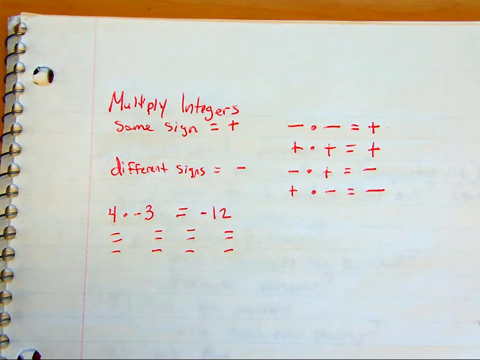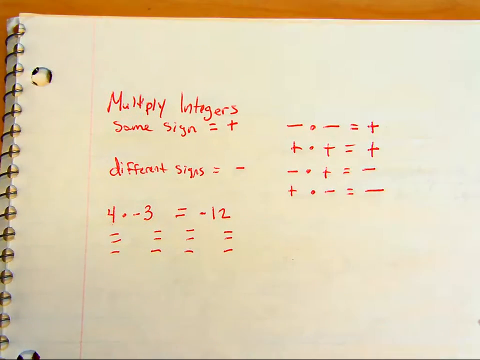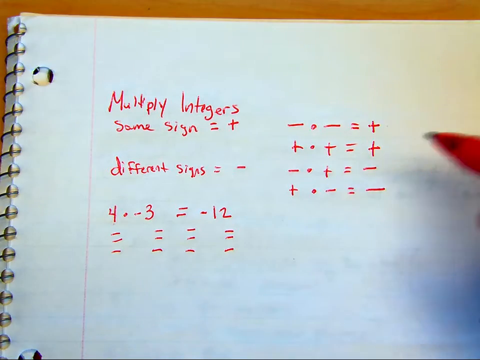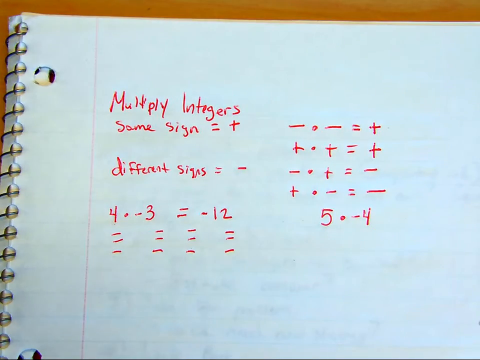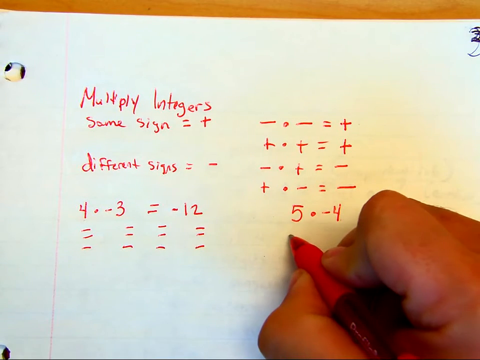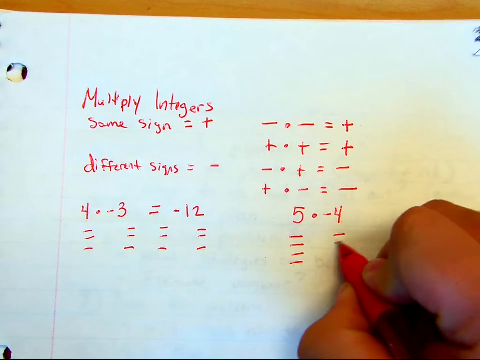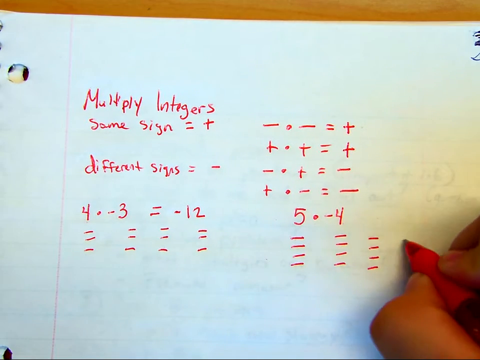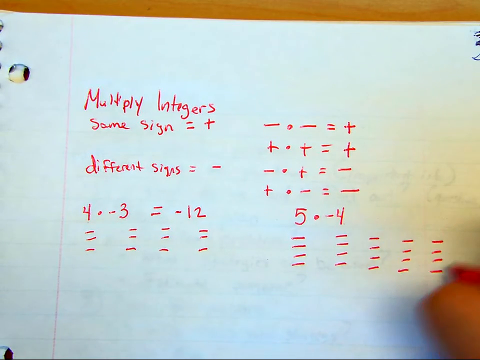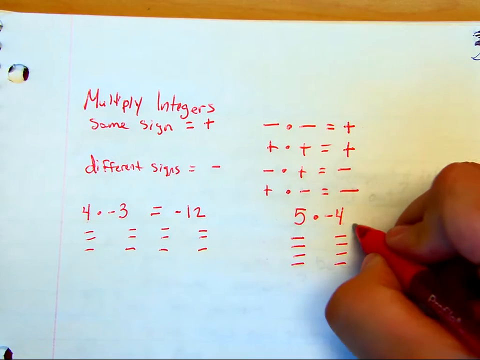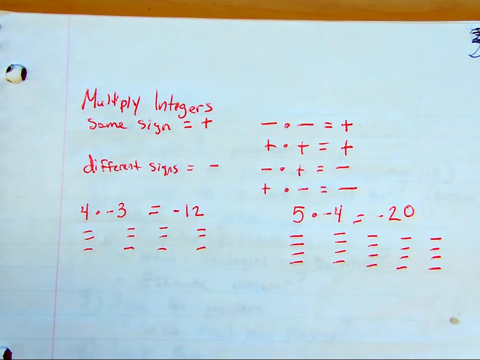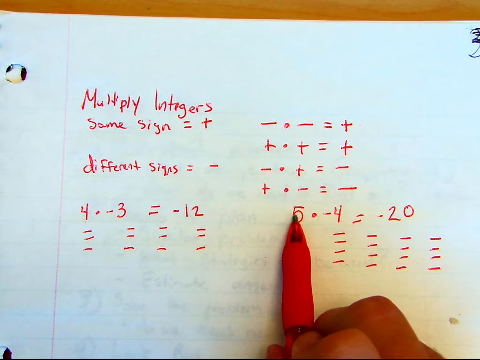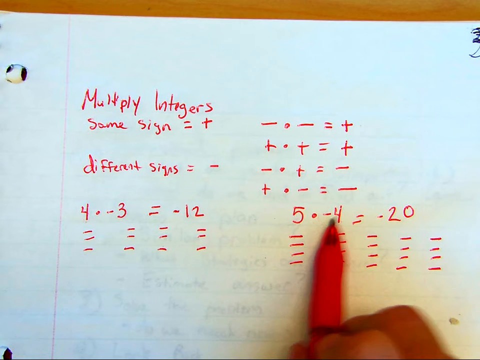Another example would be, I have 5 times a negative 4, means I have 5 groups of negative 4. So there's 4, 4, 4, 4, 4. 5 groups of negative 4. 5 times 4 is 20, and I only have negatives. So I'm at negative 20. I gave 5 people $4, means I'm down $20.